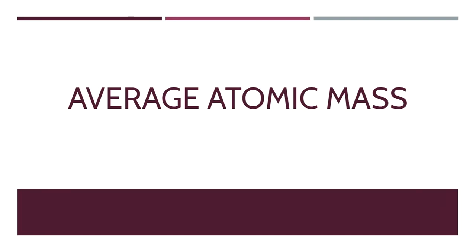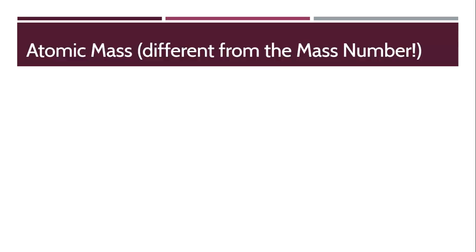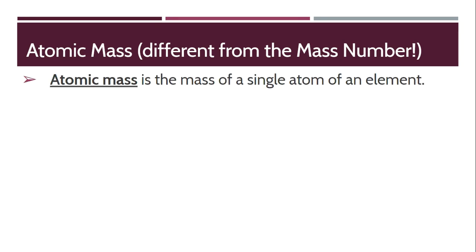In this video, we will be talking about average atomic mass and some calculations that we can do with regard to average atomic mass. So first, we'll talk about atomic mass, and note that this is different from the mass number. Okay, they are different values. Atomic mass is defined as the mass of a single atom of an element.